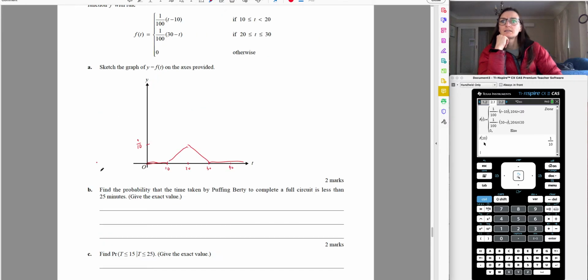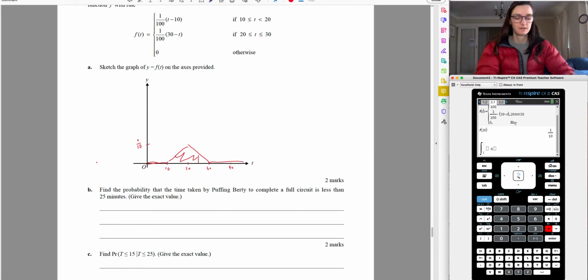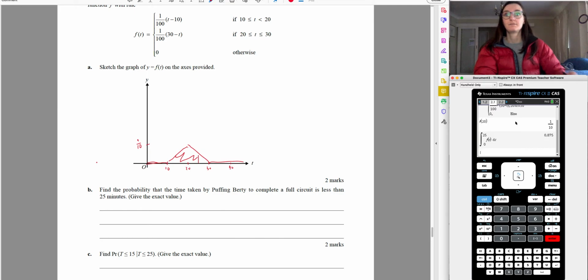All right, next, find the probability that the time taken by Puffing Bertie to complete a full circuit is less than 25 minutes. Okay, so we're trying to find probability of that little section in there. So on CAS, I'm going to go from, we can do from 0 or you can go from 10. It doesn't really matter because we've already defined our graph, but as long as we're going up to 25, you can put negative infinity if you want to. f of t dt, give the exact value.